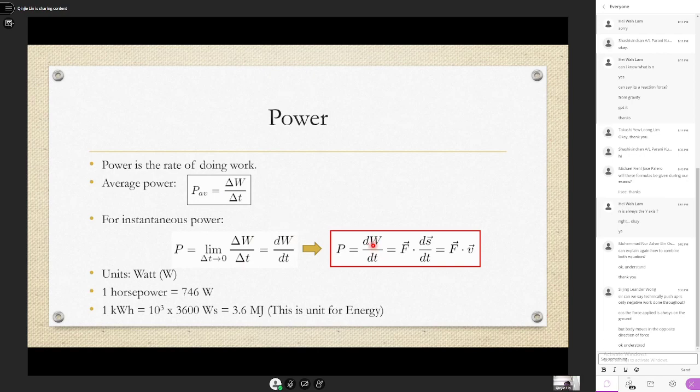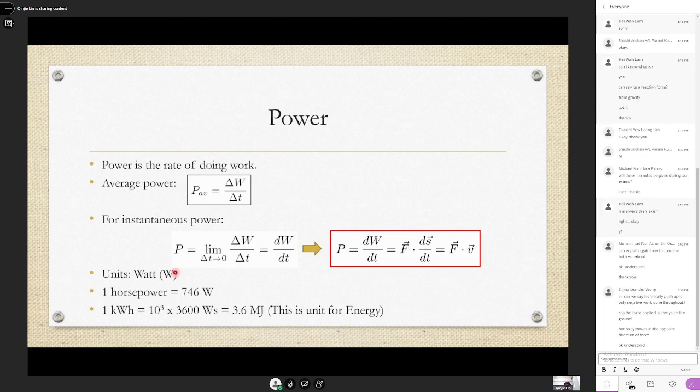So dW over dt, you can also rewrite it because work done equals force times displacement, right? So if you pull the force out, you get ds over dt. Remember what it is? This is your velocity, right? You differentiate s, you get v. So instantaneous power is also equal to force times velocity. Of course, the velocity is the velocity at that instant. That's why you get instantaneous power equal to force times velocity.